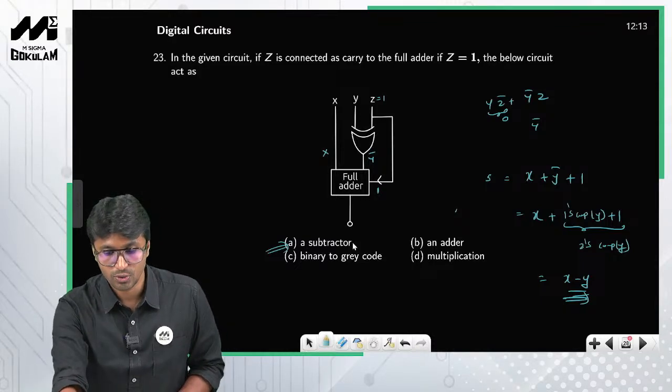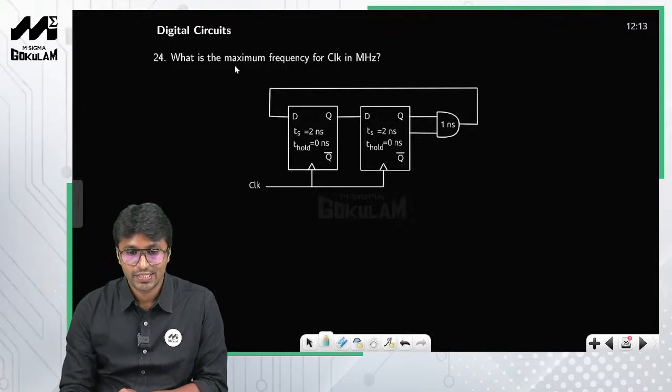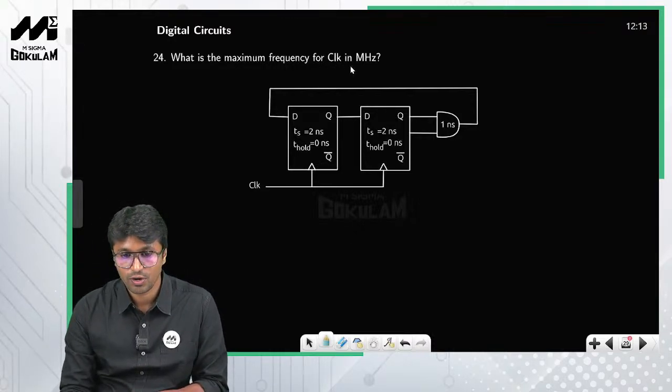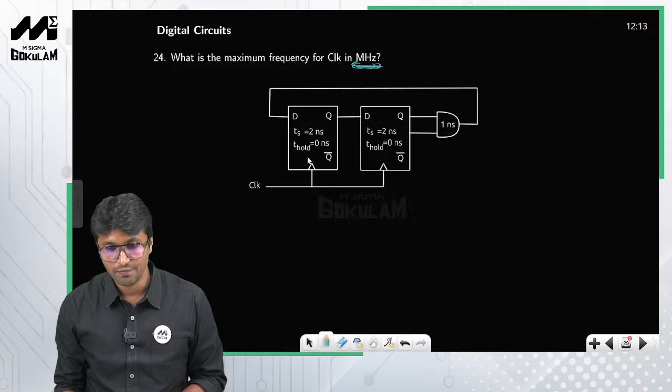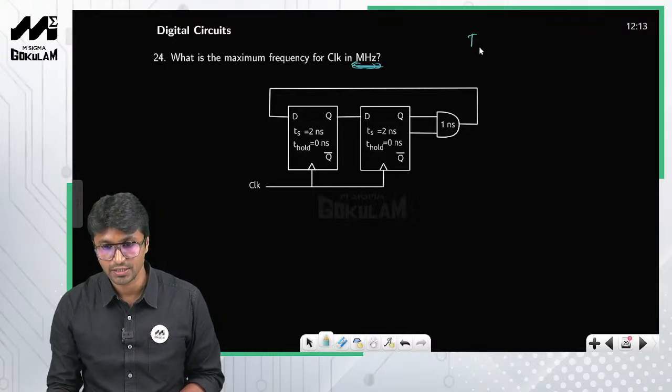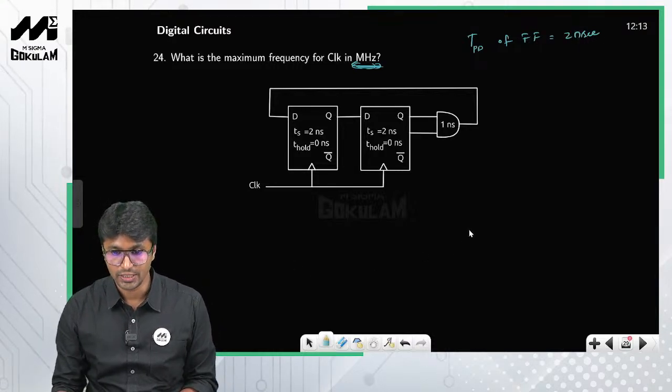Now let us move on to the next question. What is the maximum frequency for the clock in megahertz? Here the propagation delay of each of the flip-flops is given as 2 nanoseconds. So let us see the sequence of events.